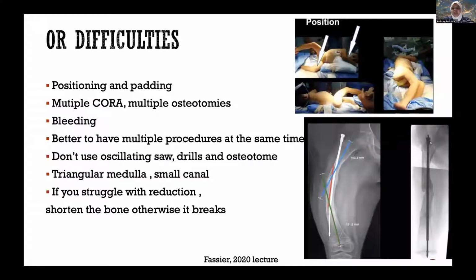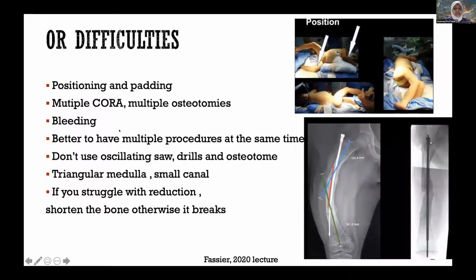So what are the difficulties you're going to face in OR? First is the positioning of the patient, and this is from the webinar by Dr. Fassier. So you need to pad them very well. Pad the lower limbs, be careful of the upper limbs, because any malpositioning can fracture these patients. You should remember that you have a multiple osteotomy and the nail is straight and the bone is severely bent. So you need to plan your level of osteotomy preoperatively.